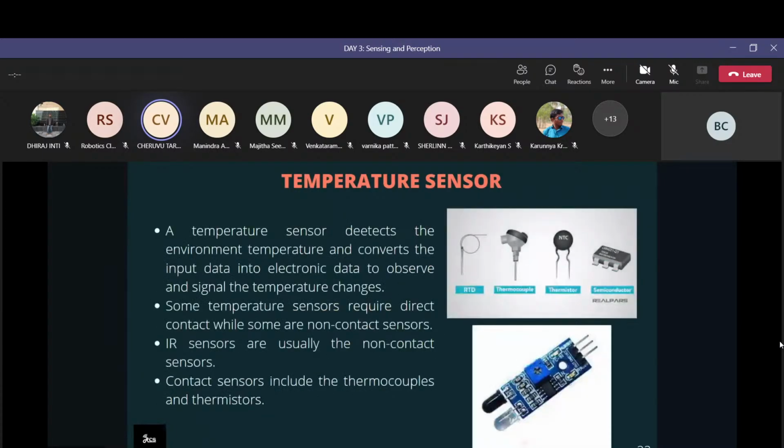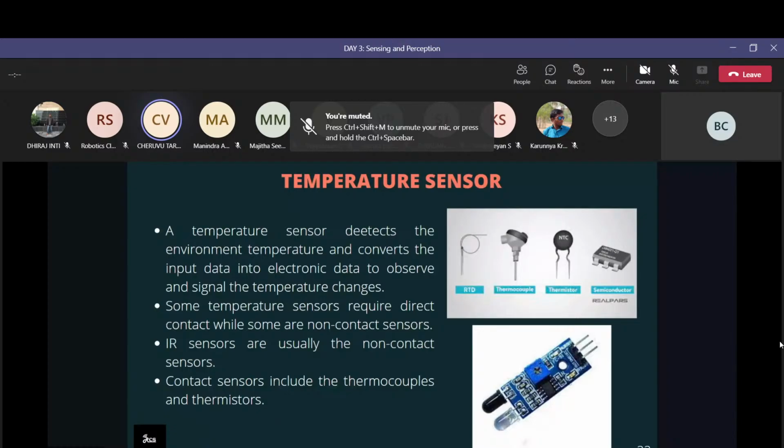Thermocouples. Thermocouples contain specific wires which are joined together. Inside this thermocouple, you have a joint where two different wires are joined into one junction. To this particular junction, you apply some temperature. When you apply temperature to this junction, on the opposite side of the junction, some millivolts of voltage will be generated.